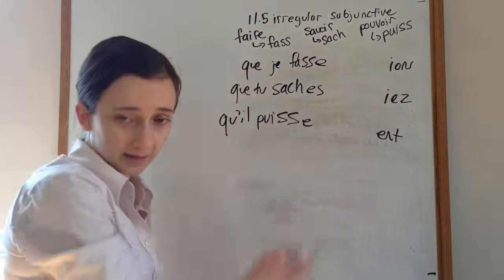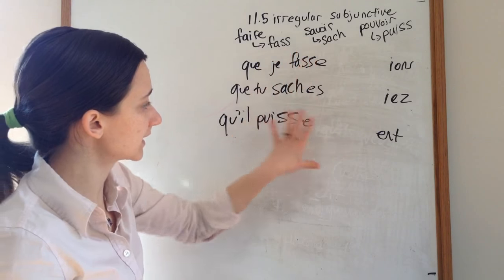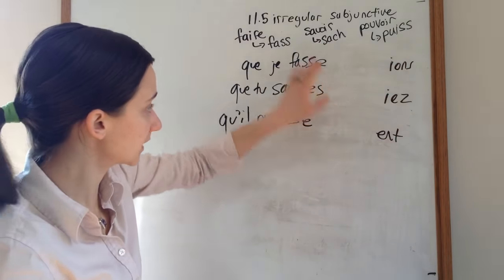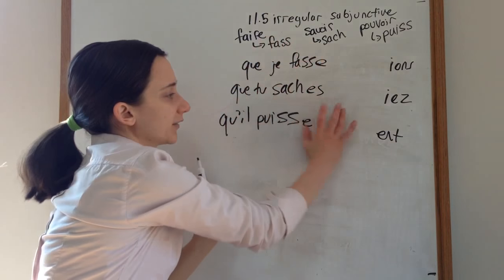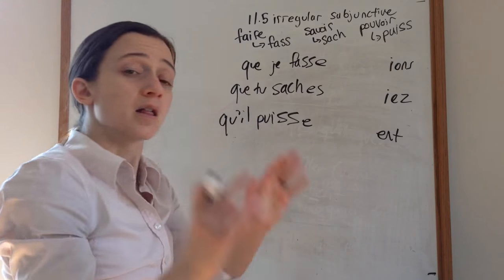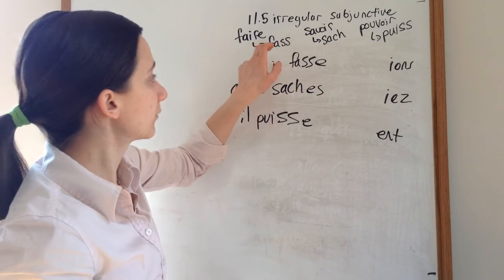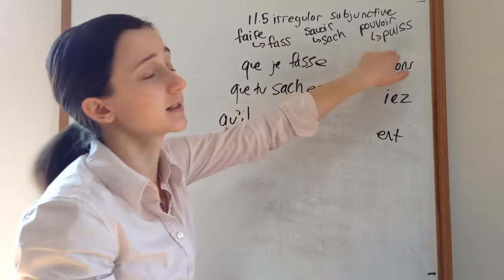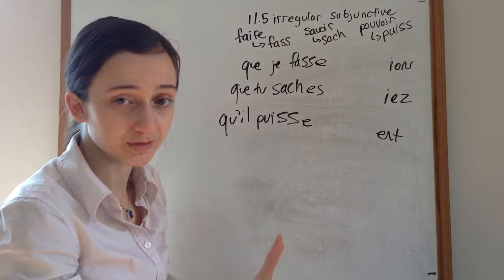So this is different than the last group that we learned. The last group, some of the endings were all the same. We still had E, ES, E, IONS, IEZ, and ENT, but we had the boot pattern here, then we had the nous and vous. These verbs, faire, savoir, pouvoir, we just have to memorize these three stems, and they stay the same in the whole table there.